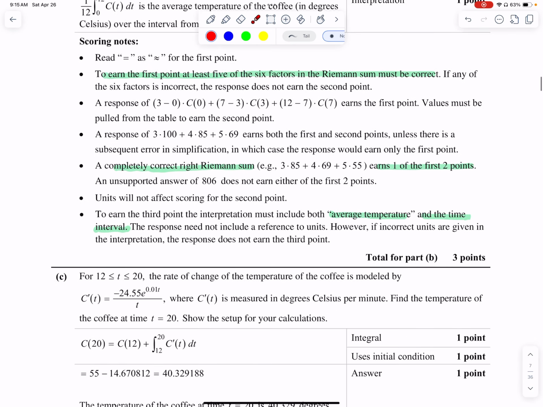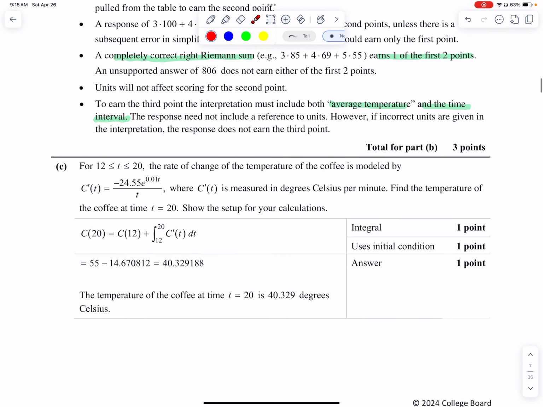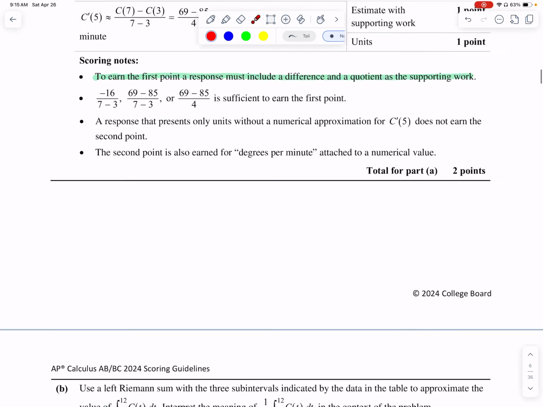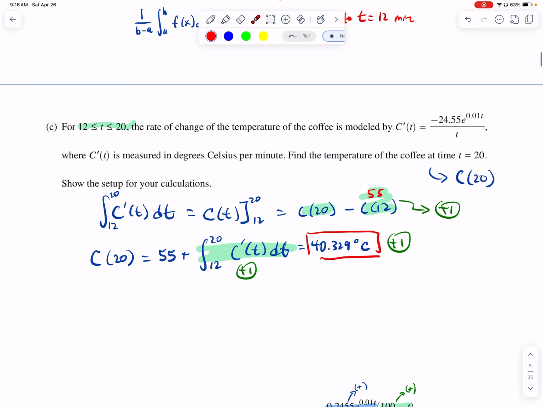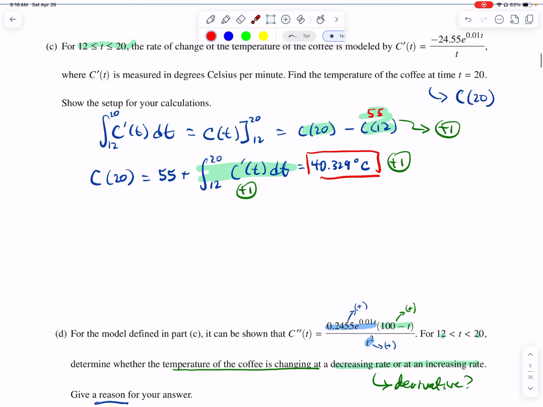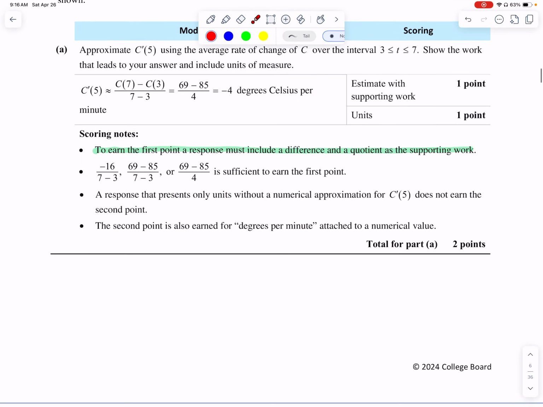All right, and let's move on to C, scoring-wise. C was worth 3 points. Our integral here, that looks familiar, using the initial condition. This sounds like differential equation kind of language, and then having our answer. So 3 points. Did I say 3 points? 1, 2, I did, yes. And look, integrals right here, and then our initial value, and then did we get this right? It was 40.329 degrees Celsius.